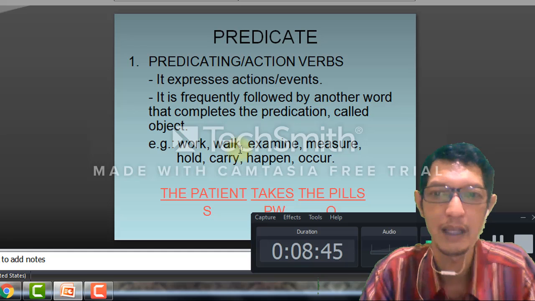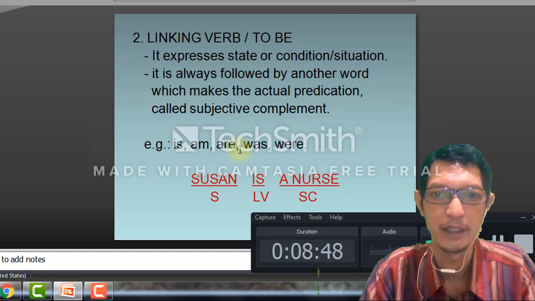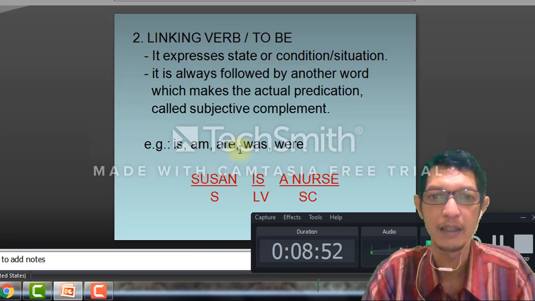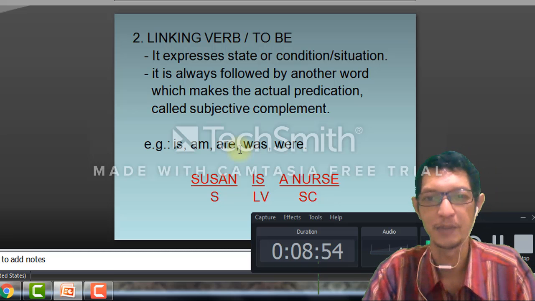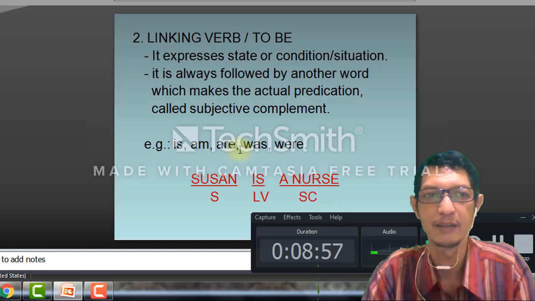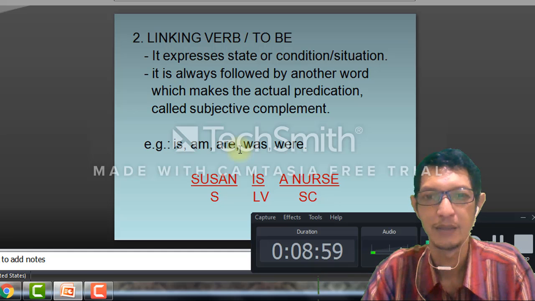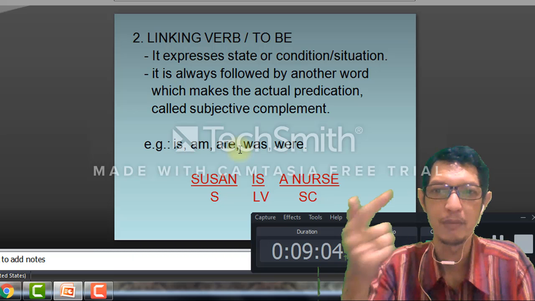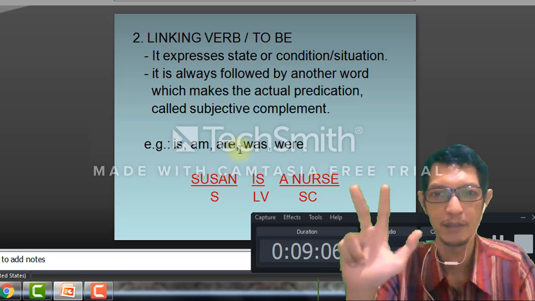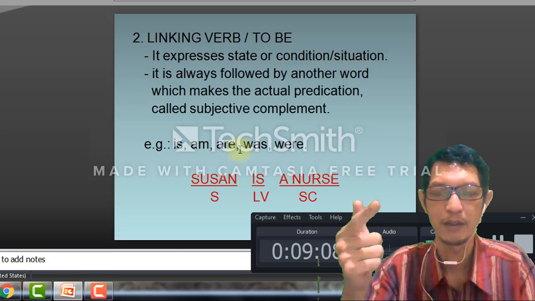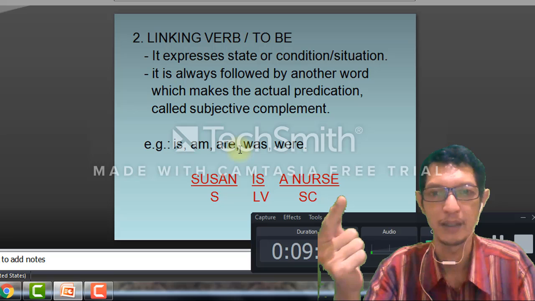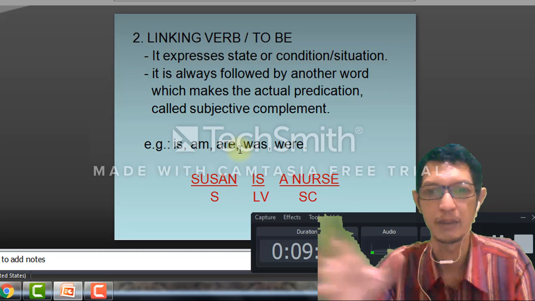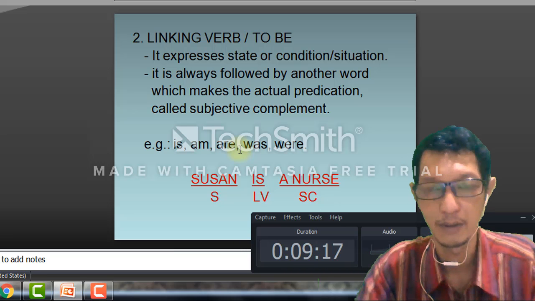Okay, now we go to the next type of predicate. The next type of predicate is linking verbs. Linking verbs, or you can call it to be. We have several types of to be, right? Is, am, are for present time, was and were for past time. We can also have be and being. It depends on the verb tense that you are going to use.